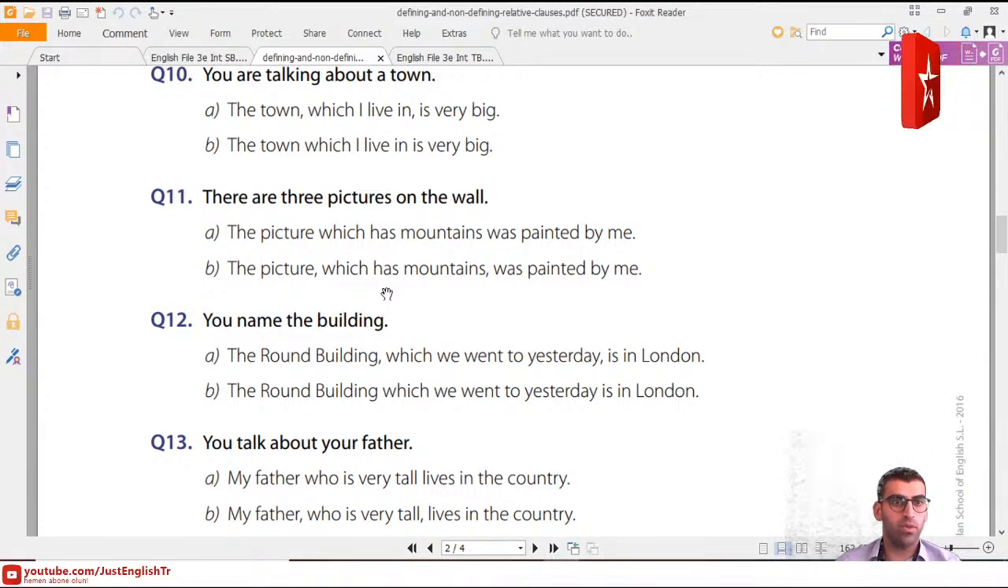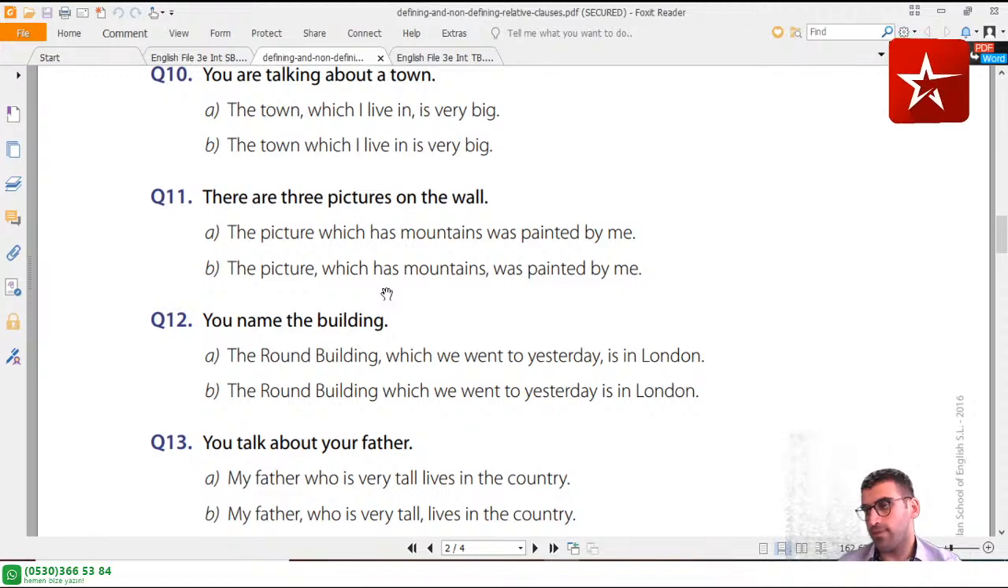Question 12, you name the building. The round building which we went to yesterday is in London. Question 12. Yeah, 11 was A, guys. I told you 11 was A, but for 12, I am looking for the answers.